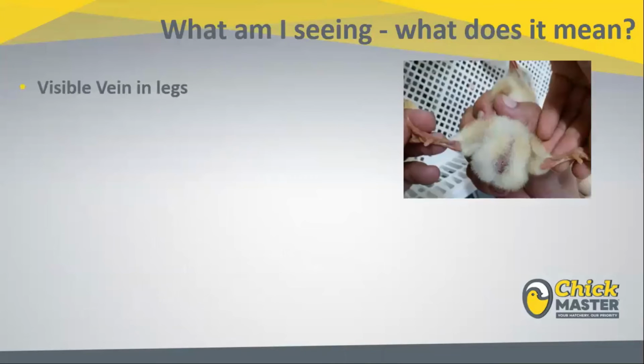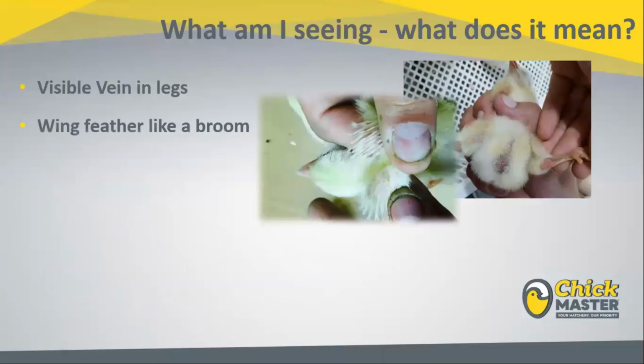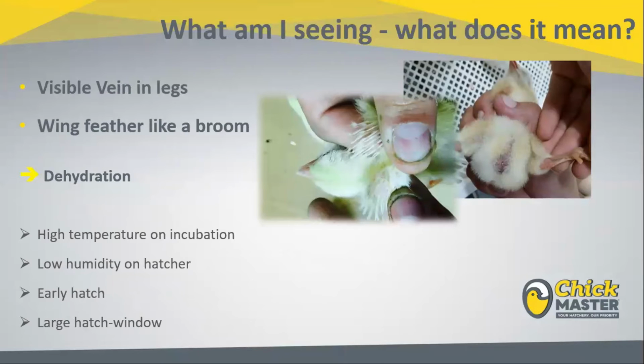So if we see a visible vein in legs, like we see here in this picture, or we see a wing feather like a broom, like in this picture, in this case we can think that maybe we are facing some dehydration caused by high temperature on incubation, or low humidity in hatcher, or early hatch, or large hatch window. So the first hatching chicks will be dehydrated.